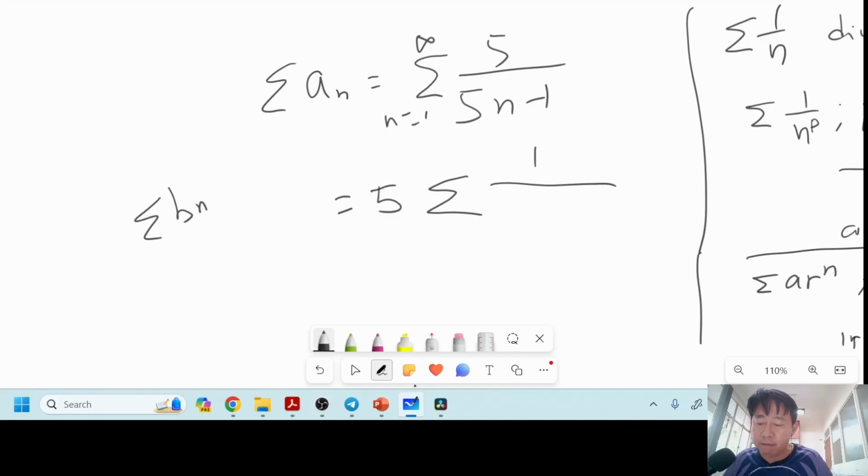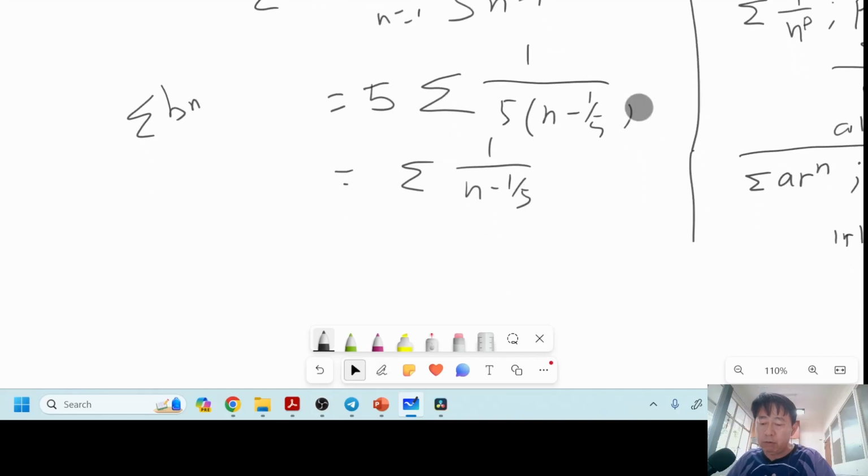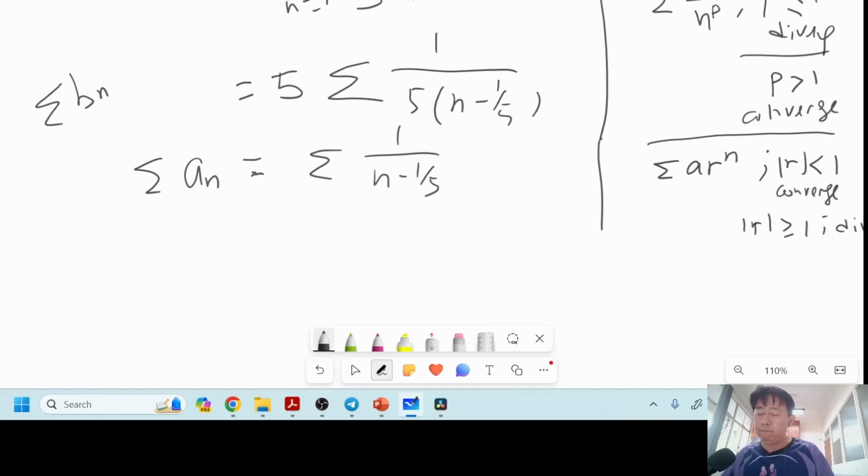You pull out the factor of 5 upstairs and downstairs, then it becomes 5 times n minus 1 over 5. So that would be simplified to the sum of 1 over n minus 1 over 5. Now, if you have cast this expression of the series into this form, then it will give you a good idea of the behaviors of this series.